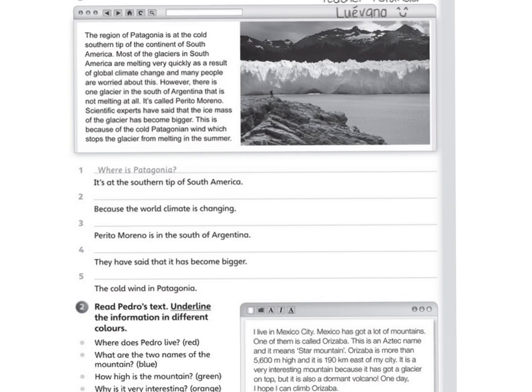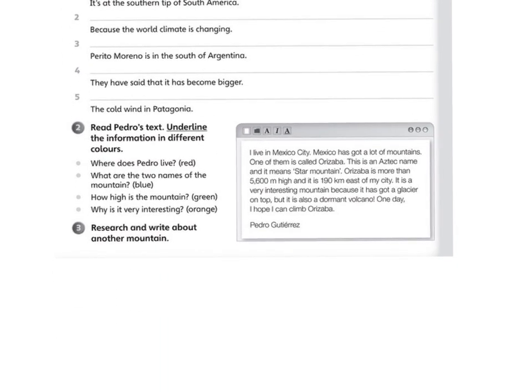So let's move on to the next part. It says, read Pedro's text. Underline the information in different colors. Okay, so let's do the color thing. Where does Pedro live? Red. And what are the two names of the mountain? In blue. How high is the mountain? In green. And why is it very interesting? And that should be in orange. Okay, so let's have an orange here. Well, it looks very similar to the red one, but well, you know it's orange, right? Let's start with the red one.